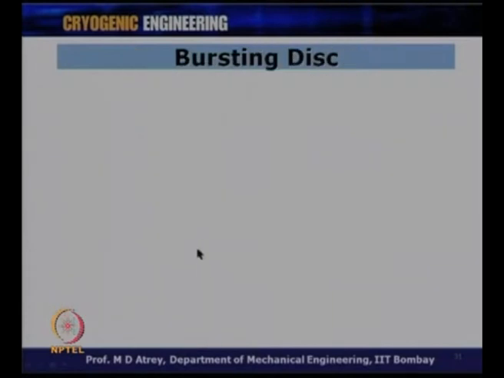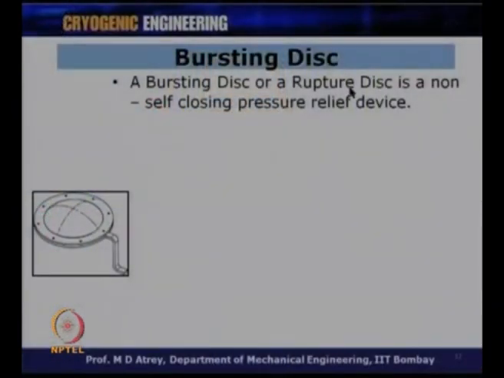Other device, we have got a bursting disc. If the pressure relief valve doesn't function for some reason, you will have a bursting disc, and this is the last resort basically. A bursting disc is a one-off burst device, that means it cannot be used again. Sometimes it is called a rupture disc also because it ruptures when it comes into action. It is a non-self-closing pressure relief device. That means it will not close back, it will not come back to the original condition, it has to be replaced.